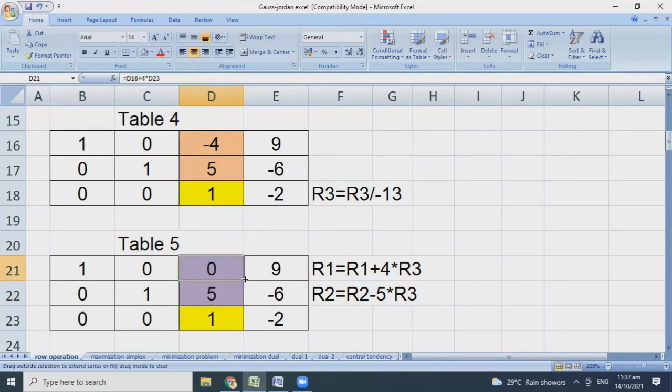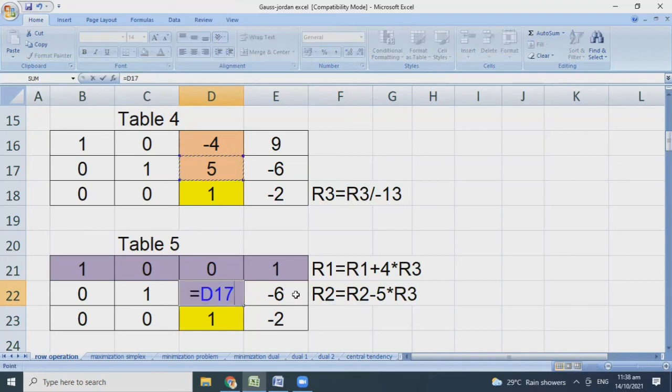Apply the formula: equal sign, row 1 ng previous table plus 4 times row 3 nitong current table. So, 0 na siya. Drag going to the right and left. Ayan. Hindi na bago yung iba. So, ganun yung row operation. Hindi kailangan mabago yung iba. Tapos yung 5 para maging 0 is equal to row 2 ng previous table minus 5 times row 3 nitong current table natin, D23. Drag going to the right and going to the left.